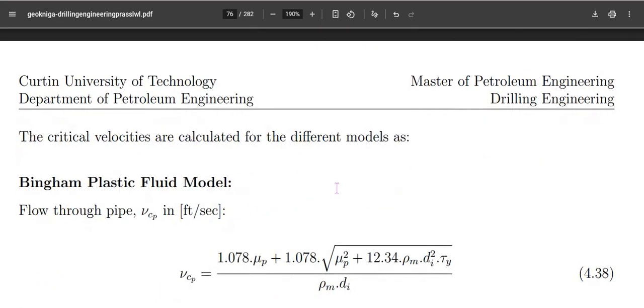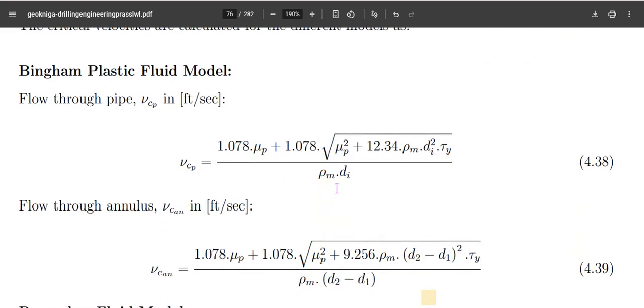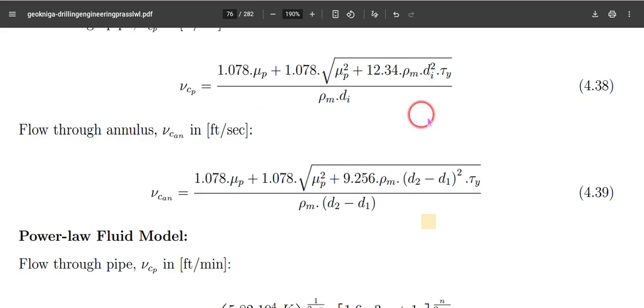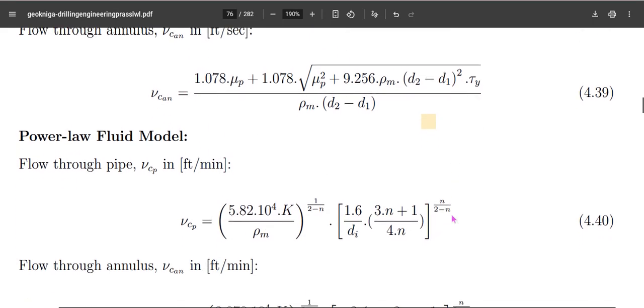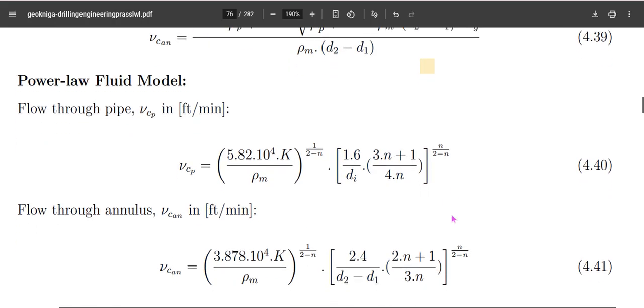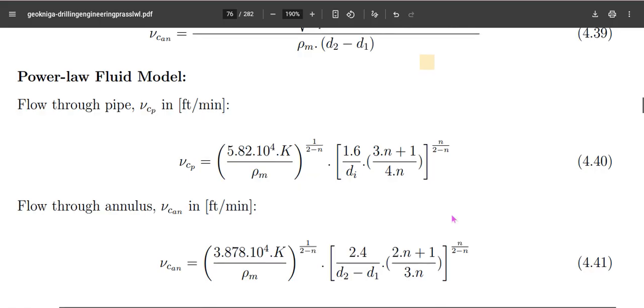So for the Bingham plastic fluid model for the pipe, this is the critical velocity calculation, which depends upon the rheological and geometrical properties. And for the flow through annulus, this is the critical velocity calculation equation. And similar to the power law fluid, this is the critical velocity calculation equation for the pipe, 4.40, and 4.41 for the annulus.